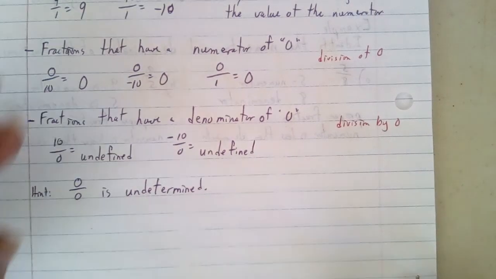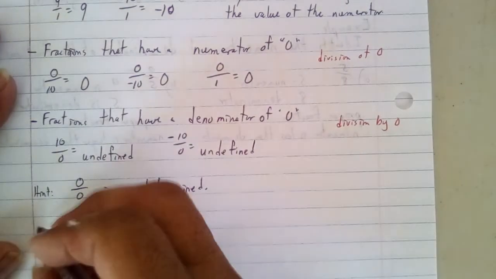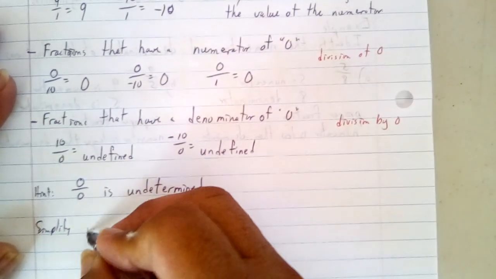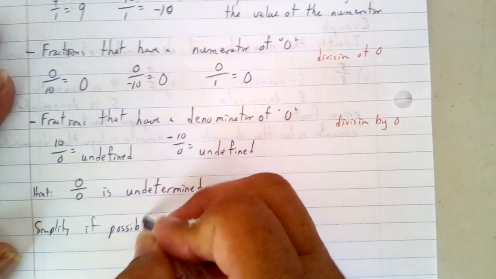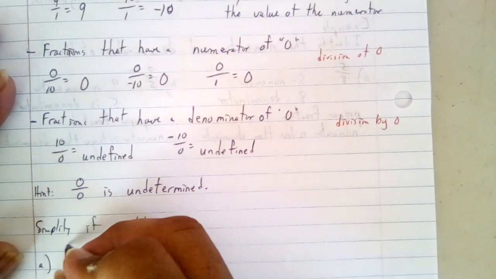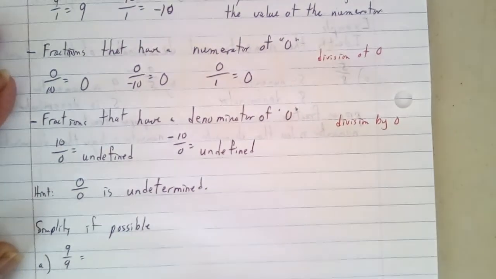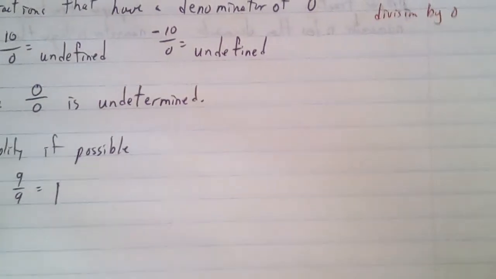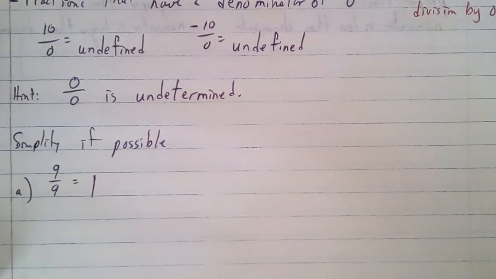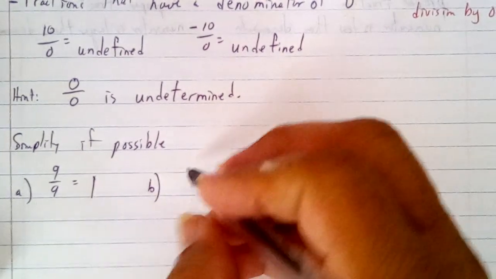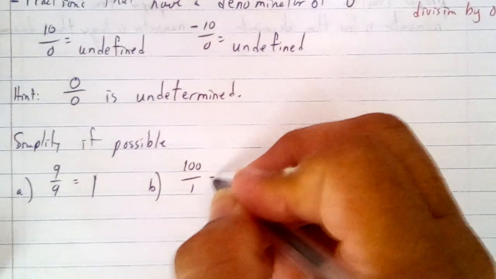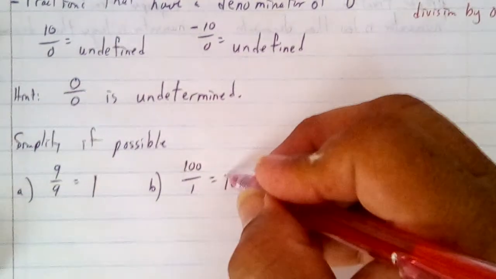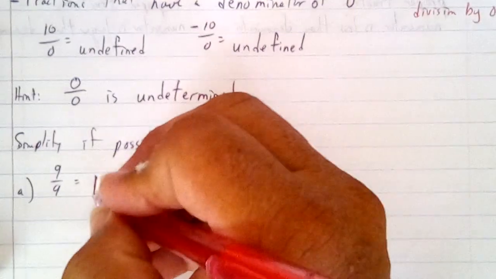Okay? Now, let us go with a few examples. The instruction is simplify where possible. So if I give you 9 over 9, that is equal to 1. Let's zoom in a little bit more. And then the second example, 100 divided by 1, that will give us 100. Let me use red here so you can see the difference as a solution.